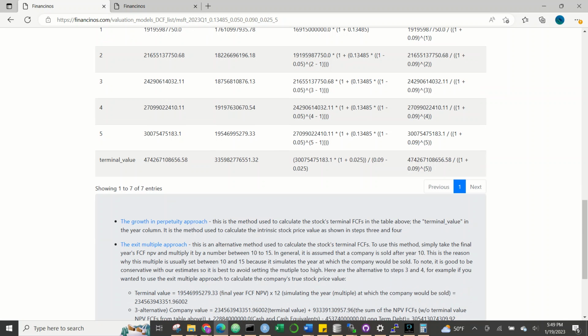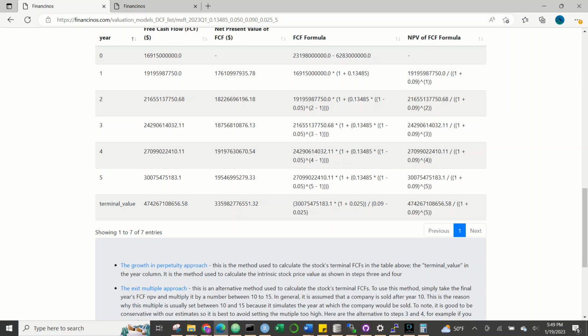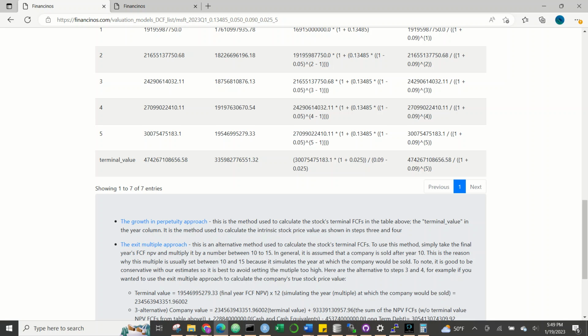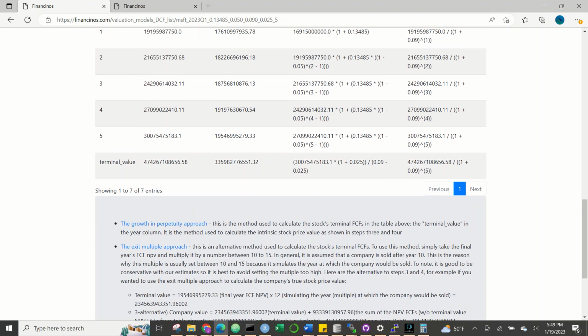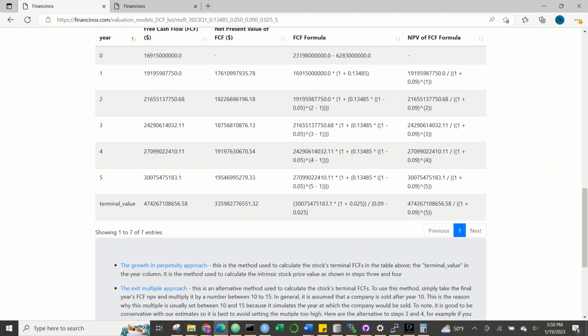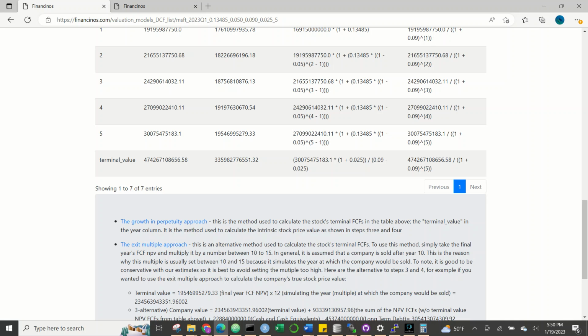There's another way to calculate the terminal free cash flow value using the exit multiple approach, but in this example, we're only going to use the growth in perpetuity approach, which uses this formula right here. So we take the net present value of the free cash flow of the terminal value to get this value right here. And again, all of these calculations are here. So if you're confused about any of the calculations, you can definitely open financegenos.com and look at the values yourself.